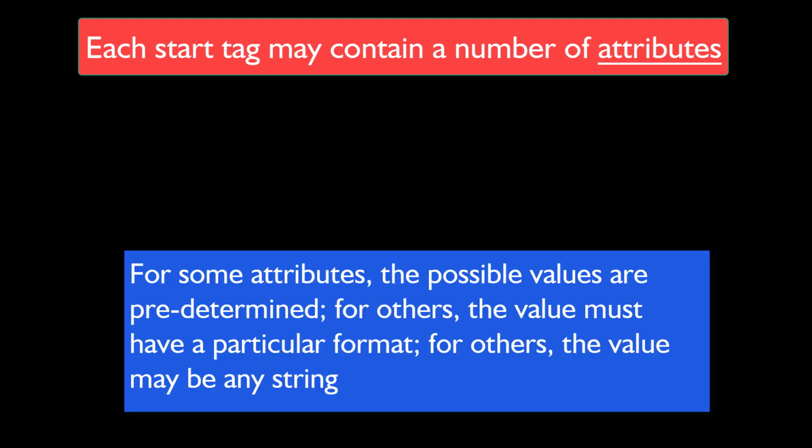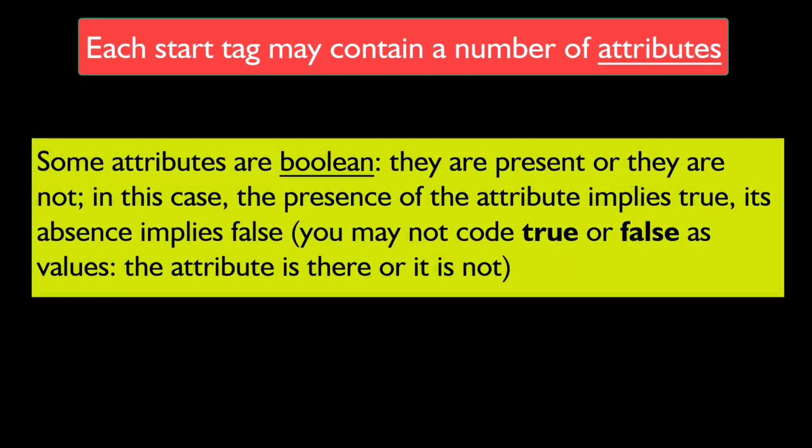For some attributes, the possible values are predetermined. For others, the value must have a particular format, and for others, the value may be any string. Some attributes are Boolean. They are present or they are not. In this case, the presence of the attribute implies true. Its absence implies false. You may not code true or false as values. The attribute is there or not.